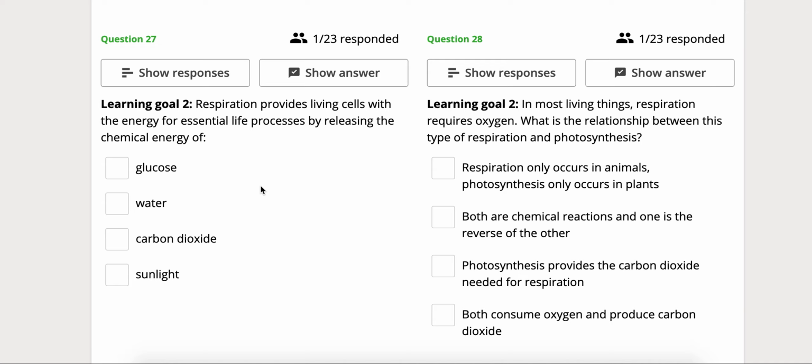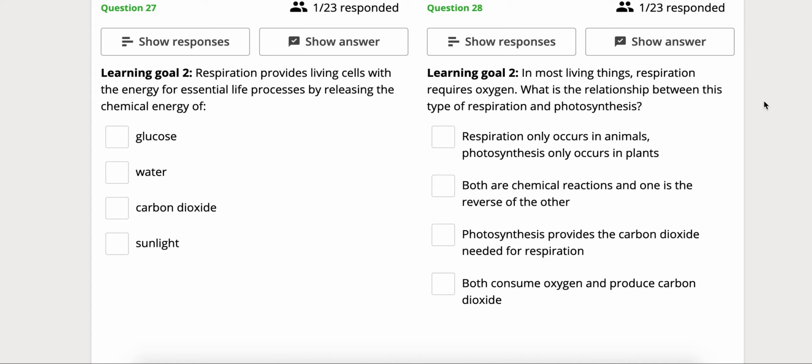Question 27. Respiration provides living cells with the energy for essential life processes by releasing the chemical energy of A, B, C, or D. Remember, we're talking about respiration. We're talking about the release of energy. So I suggest reviewing respiration and see what are your products, what is being produced.